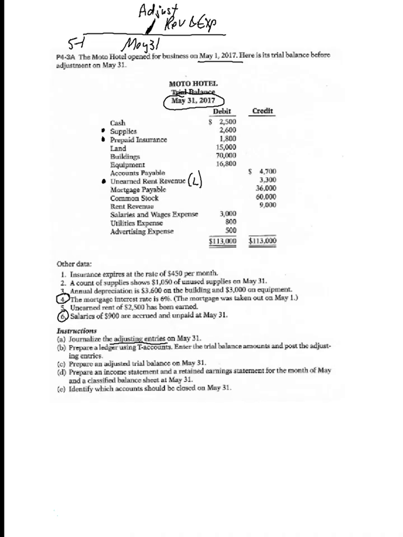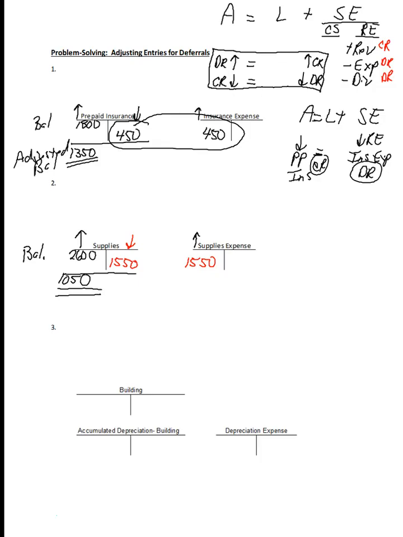Okay, the next deferral I want to show you is depreciation, and it's a little more complicated. They tell us the annual depreciation on the building and the equipment. So we have the building, right, cost $70,000, and they bought equipment worth $16,800. So let's go to our problem-solving page and look at what we've got going on over here. Again, buildings go up with debits. And we have a debit balance here of $70,000.